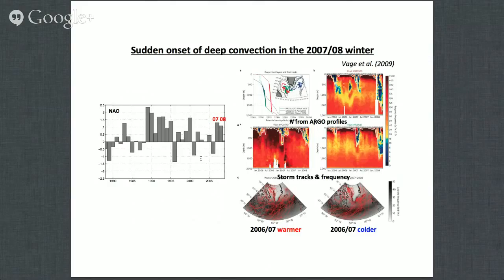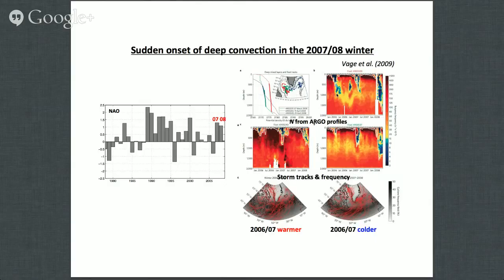But after this strong positive phase in the early 90s, the NAO is in a kind of neutral state, especially after 2000 winter. So the deep convection more or less does not happen in the LAPC after 2000. But suddenly in 2008 winter, deep convection returned.